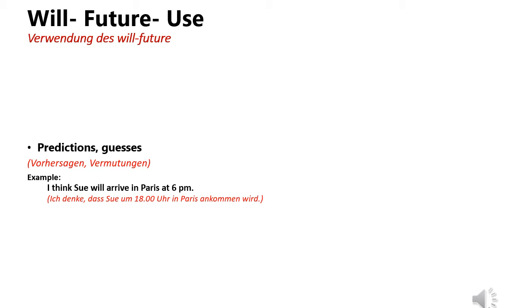In this case, the event is pretty much likely to occur, but we're not 100% sure that it will happen. Take a look at this example. I think Sue will arrive in Paris at 6 p.m. Most likely, Sue was already in the plane when I said the sentence, and unless something extreme happens, she'll be in Paris at 6 p.m.